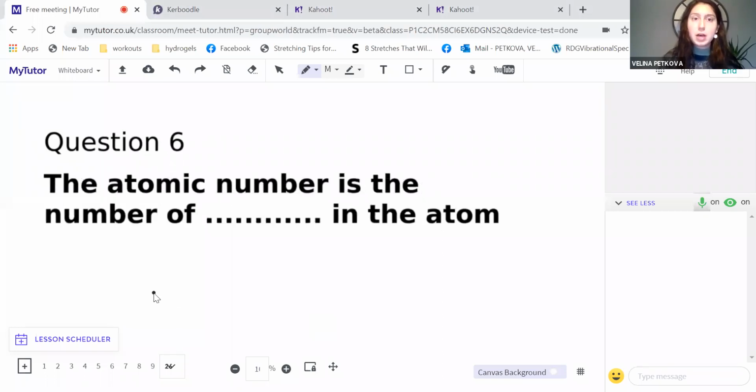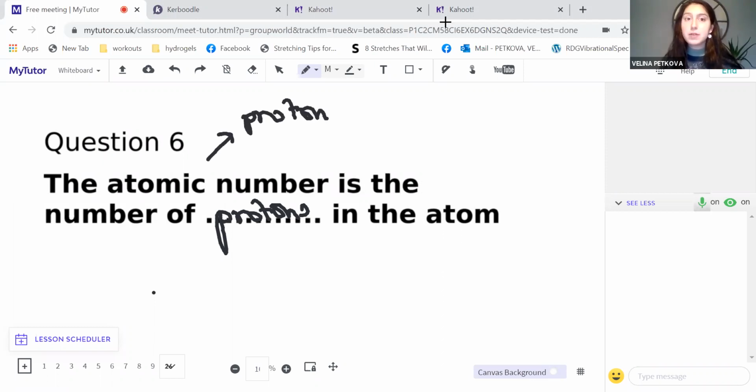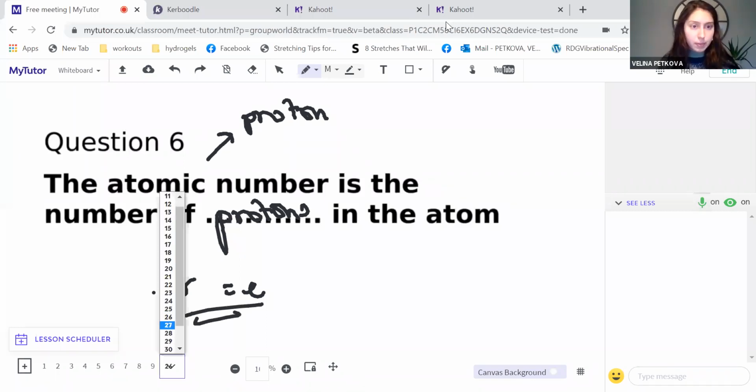So the atomic number is the number of protons in the atom, okay? So remember, the atomic number, also known as the proton number, tells you the number of protons in the atom, which is also equal to the number of electrons, okay? Although it's not anything else.